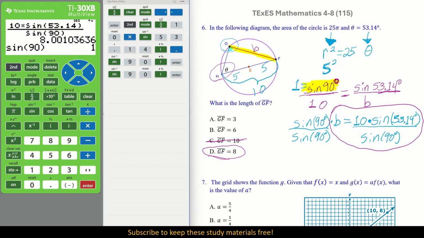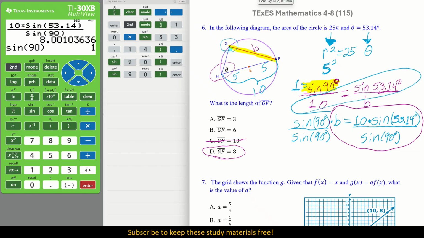That's what makes this setup so nice. So what we could have done is simply said 10 times here. Let me use a different color. B would just simply equal this right here, and we don't need this because it equals 1. You could have just popped in 10 times the sine of 53.14, and it would have gotten you there perfectly. But also remember that you will have a little bit of a rounding error there, and that's what we're seeing here on our calculator.